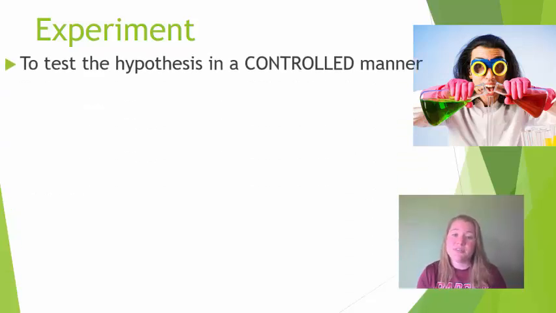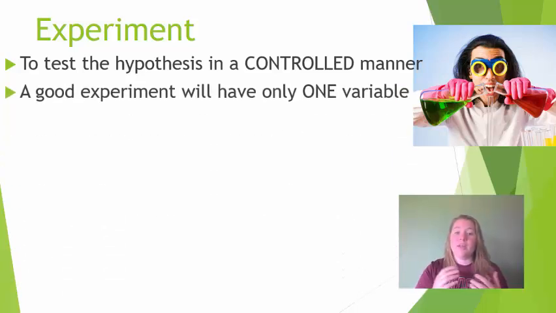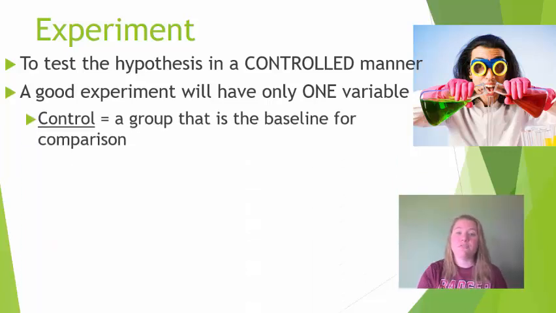Now, an experiment is how you test your hypothesis. A good scientific experiment is done in a controlled manner. And a good experiment only has one variable. Now, a variable is whatever part of the experiment that the scientist is purposefully changing. There's some other pieces to the experiment that you need to know about. The first one is a control group. Now, a control group is set up just like the rest of your experiment, but the only difference is that the scientist is not purposefully changing anything about that control.